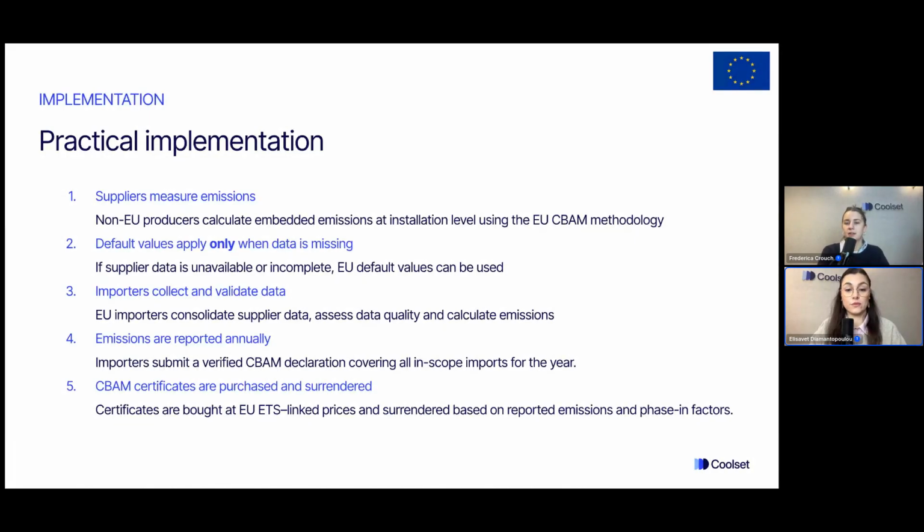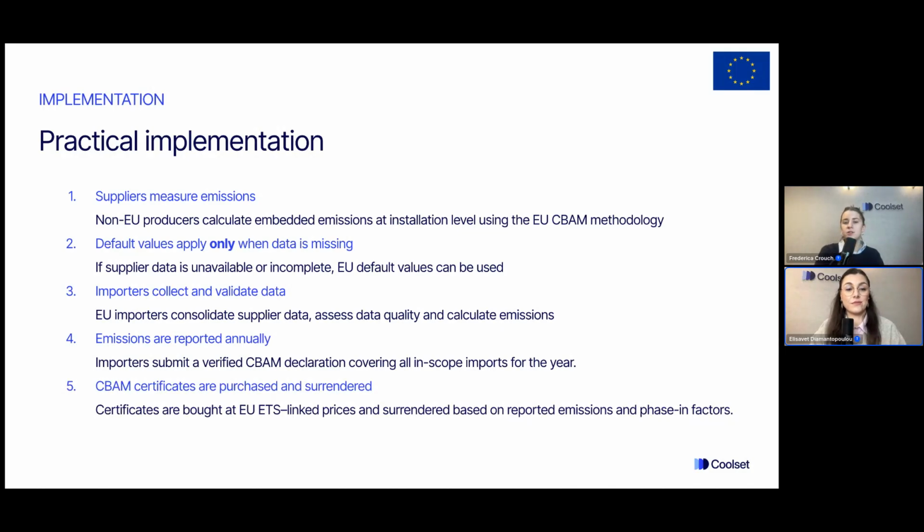So that's really important to get your data from: your non-EU producers are able to calculate the embedded emissions at installation level. So that's particularly the production facility rather than just their whole company emissions. And this is required using the CBAM methodology. Default values, which Elizabeth will talk through next, can be applied where that data is not available, but only when data is missing and you really have tried to gain it with a lot of effort.